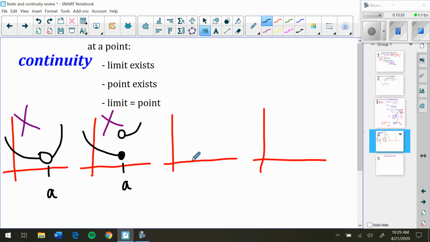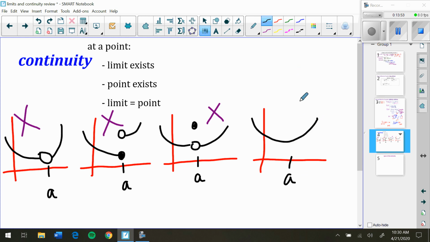What about a function that looks like this? Here is A. In this example, the limit exists. Look, it's right here, whatever this y value is. Okay, so the limit exists, yay. The point exists, hey, look, it's up here. But here's the issue. The point is not equal to the limit. So is this continuous? No. In order for a function to be considered continuous at a point, all three of those things must happen. The limit exists from the left and from the right, the point actually exists, and the limit is equal to the point. This is an example of continuous at point A.